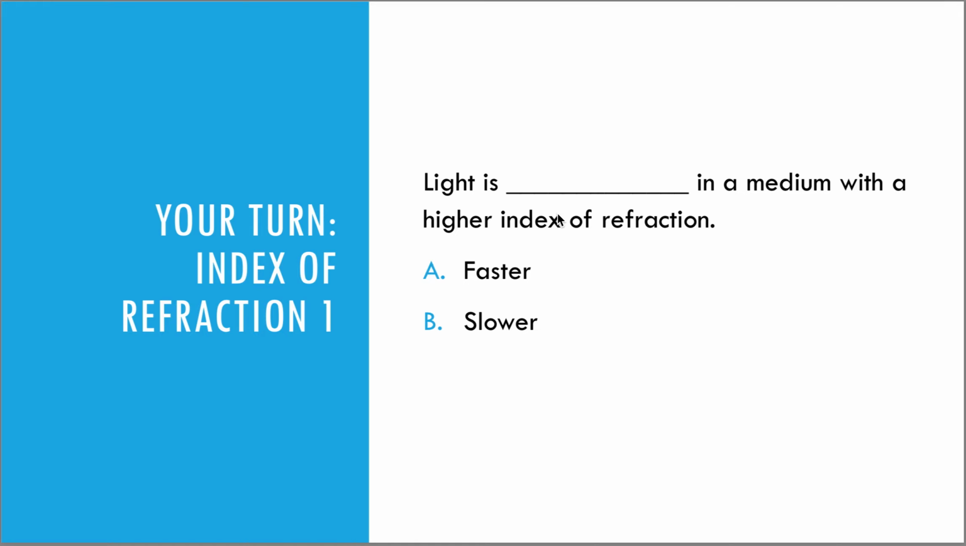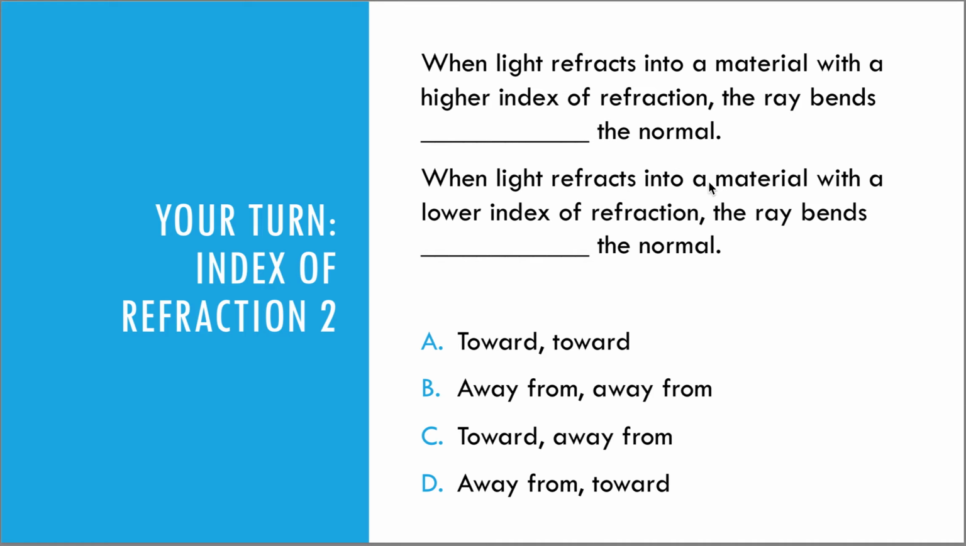Let's look at a few your turn questions. The first one says, light is blank in a medium with a higher index of refraction. So this just goes back to looking at this equation here. When you have a higher index, that means that your light is moving slower in that material because c is constant. So light is slower in a medium with a higher index of refraction. Let's look at this next one here.